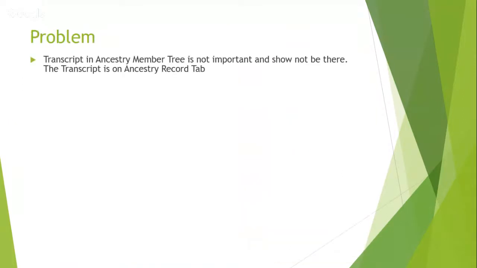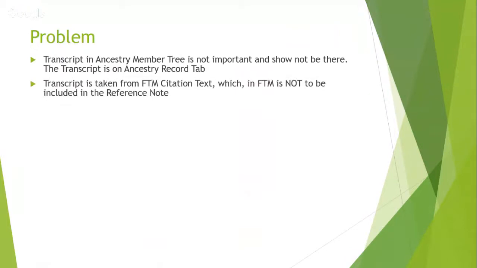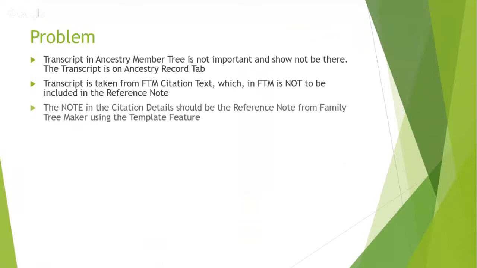Here's the problem. The transcript in the Ancestry Member Tree is not important. It should not be there at all because, like I said, the transcript is on a previous screen in the Ancestry Member Tree. The transcript was taken from this Family Tree Maker citation text, which is not that important. And I did not include it, don't want it included in a reference note.